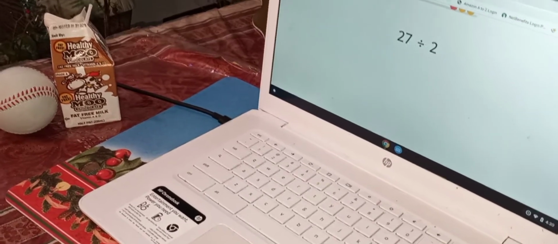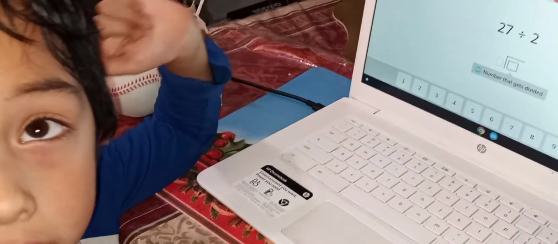My arm is still holding. Alright, last one. This is the last one for this one.